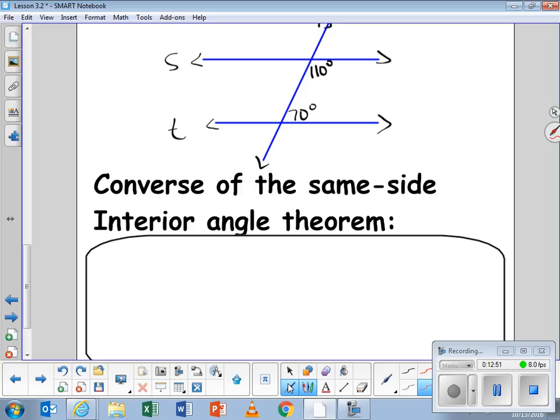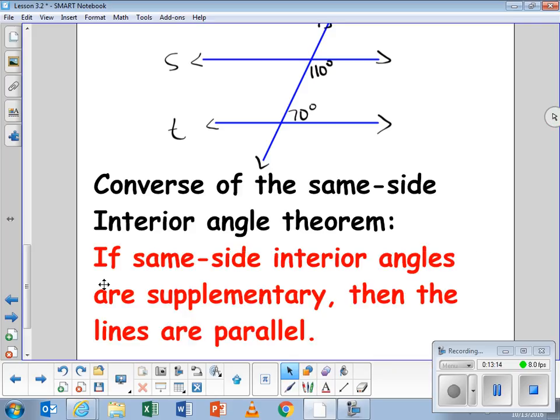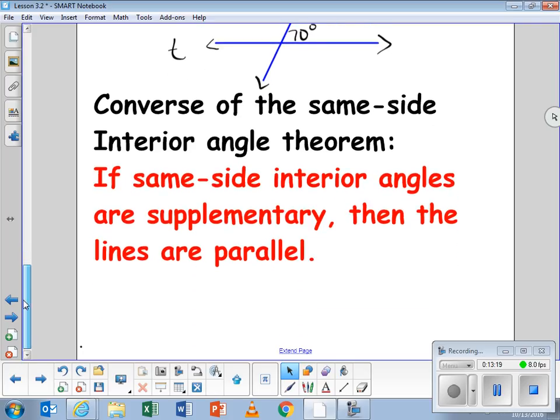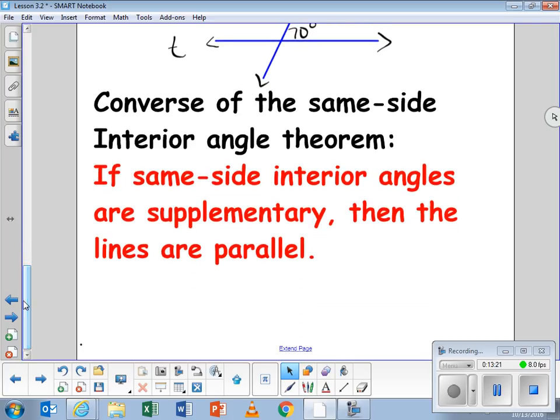I like to try to avoid saying "equal." If you say "equal up to," it implies you're adding, but if you just say they equal the sum 180, then it kind of sounds like you're saying each angle is 180. If you say they add up to or they have a sum of, it's even better. In this case, we're just going to say, if the same side interior angles are supplementary, then the lines are parallel.